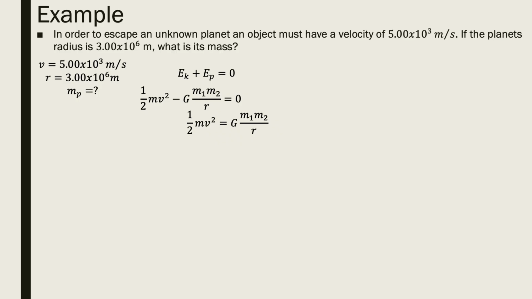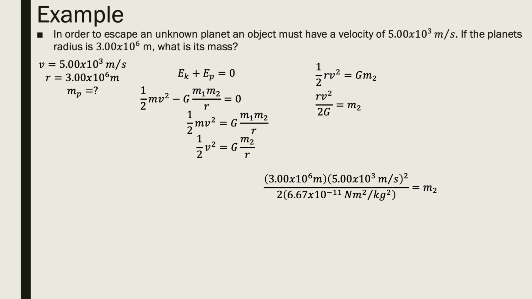We might as well move potential energy to the other side, cancel out the mass of the object that's escaping, and then we want to solve for the mass of the planet, so that's m2, so we need to rearrange to get that on its own. So I would multiply both sides by r, and then divide both sides by G, substitute our values in, and following BEDMAS, we should find that it has a planetary mass of 5.62 times 10 to the 23 kilograms.